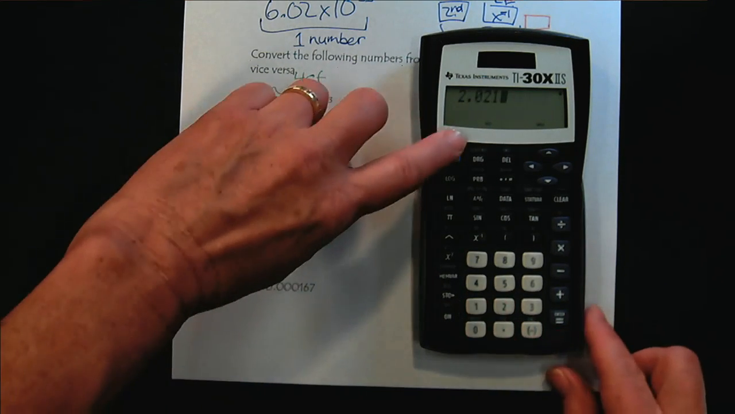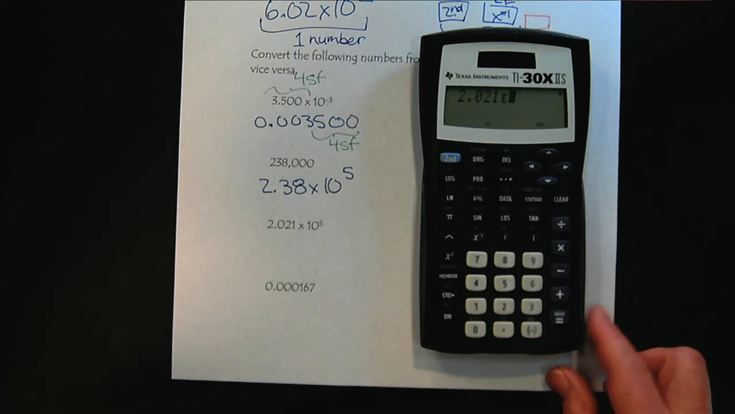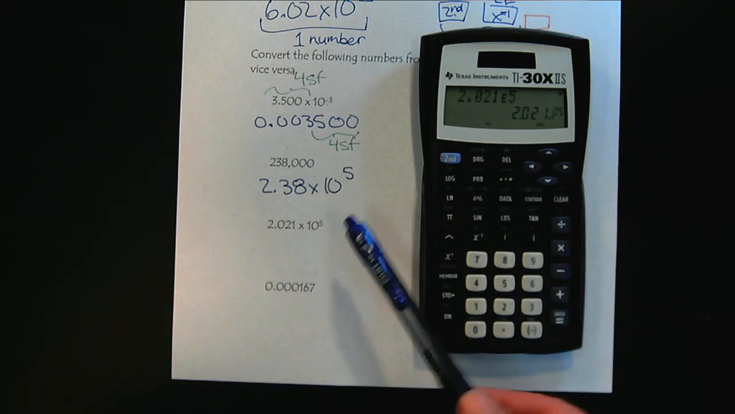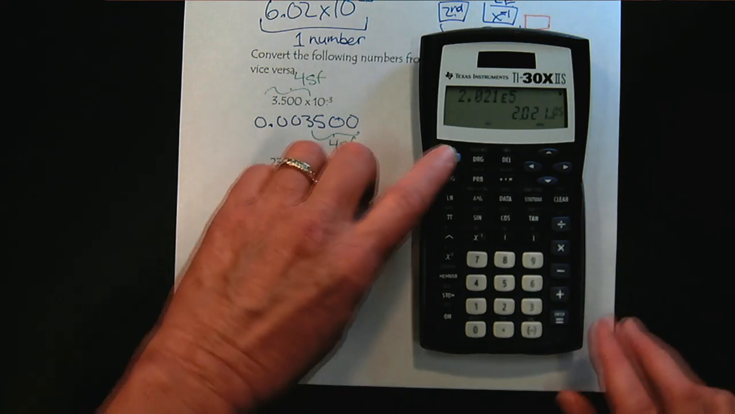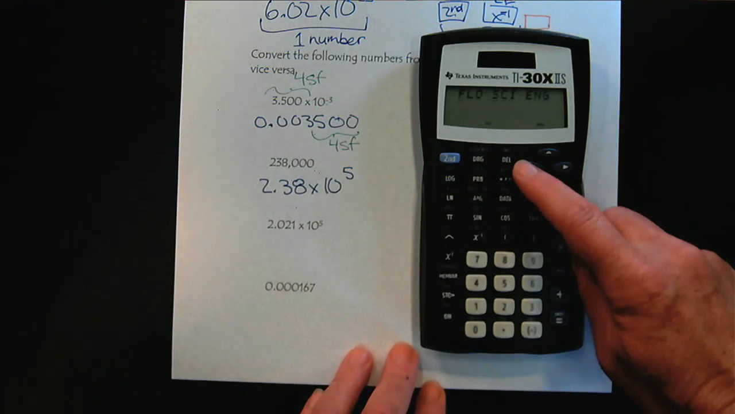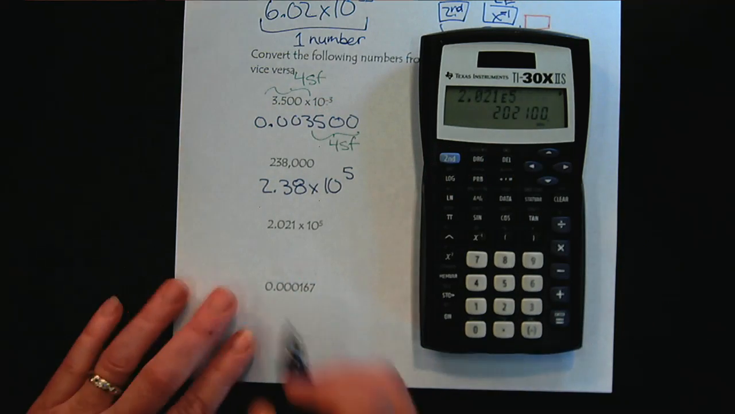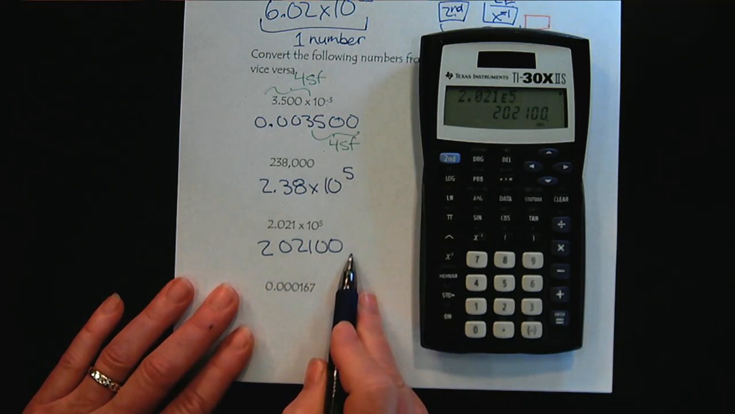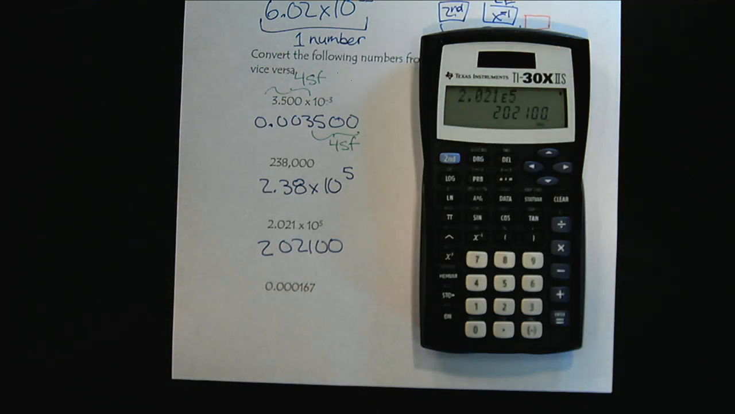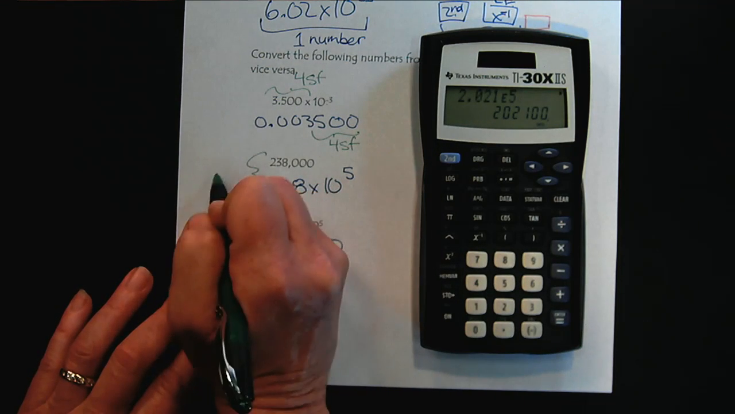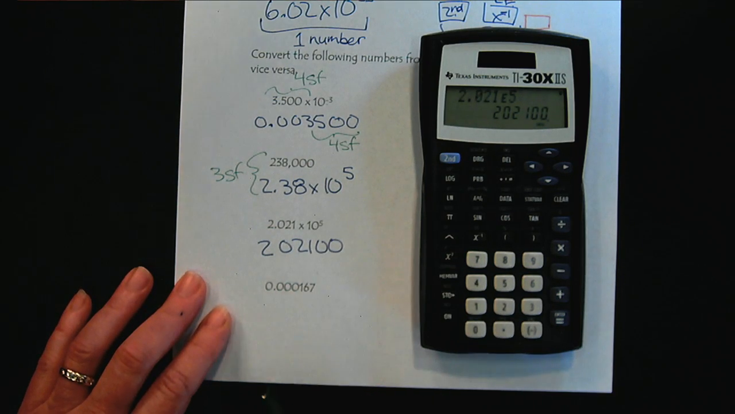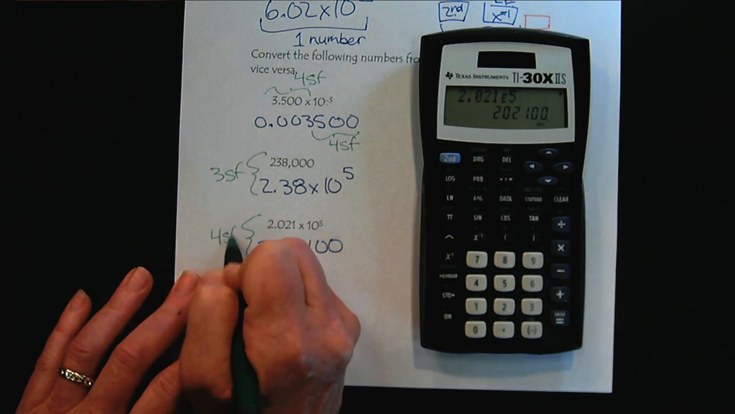2.021, second function, enter the exponent, 5. Okay, we've entered it, but it's still in scientific notation. Second function, go back to floating, and now we have it in decimal or floating notation. And we'll make sure we don't put the decimal point because we want to maintain the sig figs. So if we're converting between floating mode or decimal mode and scientific notation, that never changes the sig figs. They should always be the same.